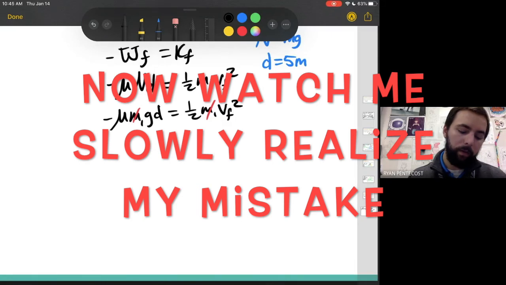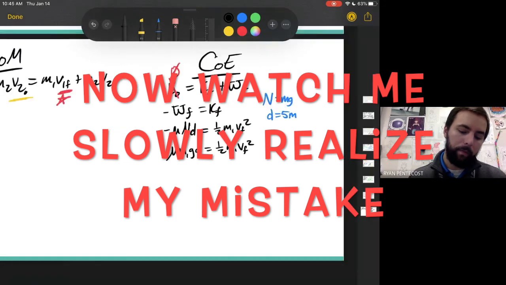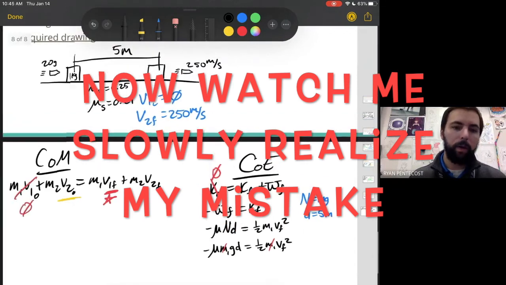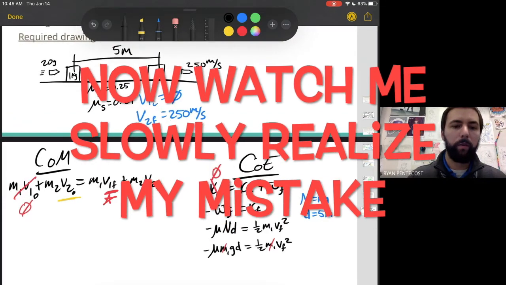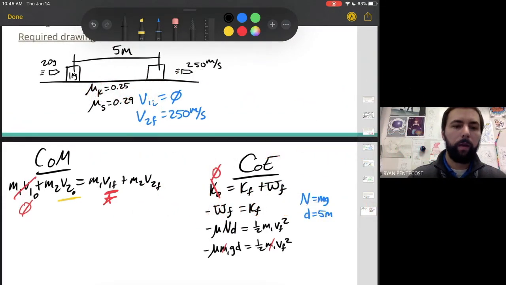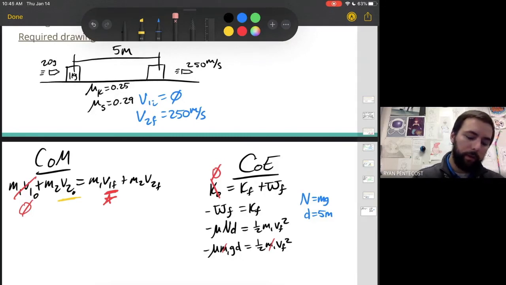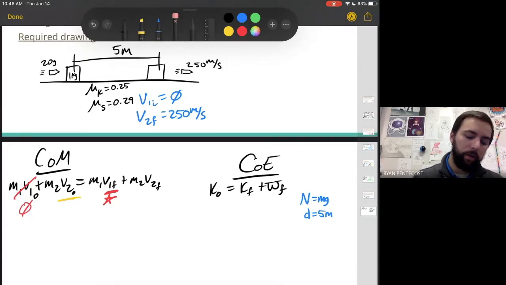Uh-oh, there's a negative there. Why is there a negative there? I don't remember that negative being a problem. Oh, because I'm being dumb. That's why. It is not initially sitting at rest. It is finally sitting at rest. Because this kinetic energy, I was thinking about the collision. Conservation of energy can't do a collision.